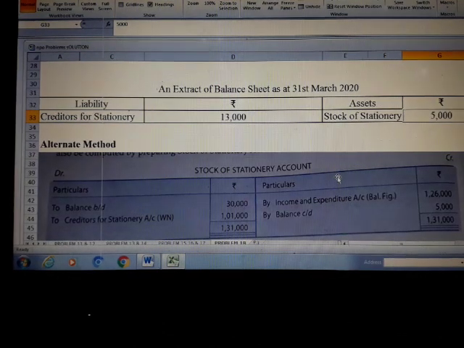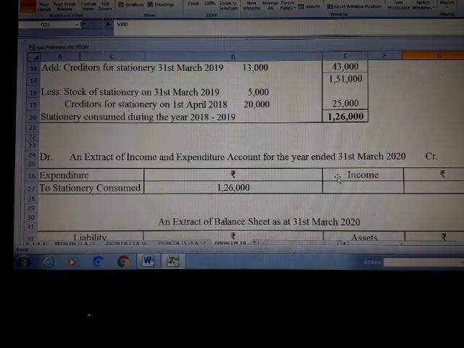So this is how you will prepare your income and expenditure account, balance sheet, and also the respective stationery account. By preparing the stationery account, what will we get? We'll get the amount of stationery consumed. Without deriving that and without taking that value to the debit side of the income and expenditure account, we may not be able to derive the exact value of our deficit or surplus. So are you able to understand, students?